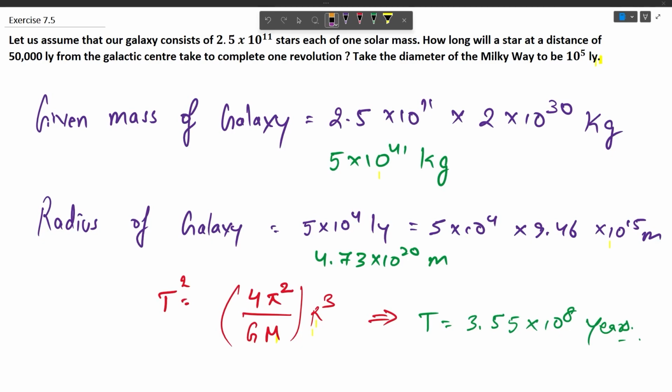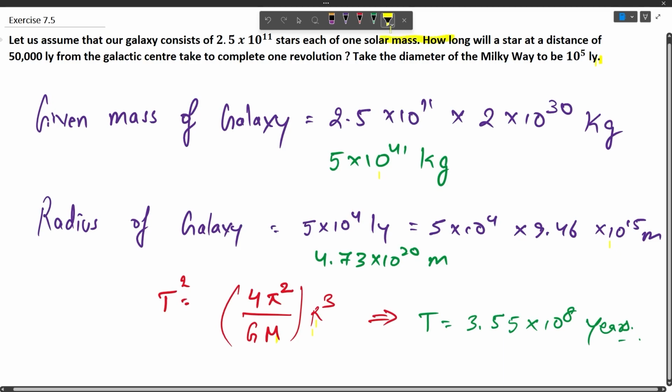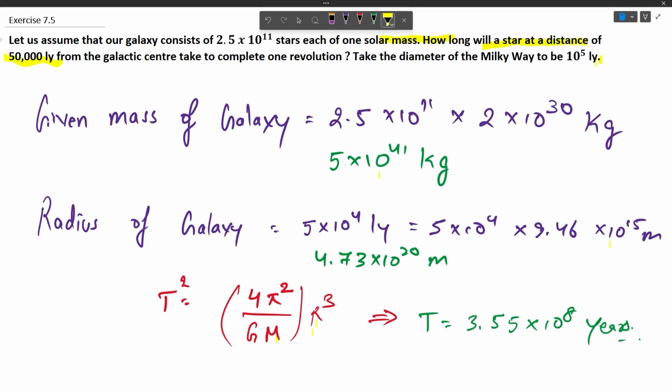The question says that let us assume that our galaxy consists of 2.5 into 10 to the power 11 stars, each of 1 solar mass. How long will a star at a distance of 50,000 light years from the galactic center take to complete one revolution? Take the diameter of the Milky Way to be 10 to the power 5 light years.